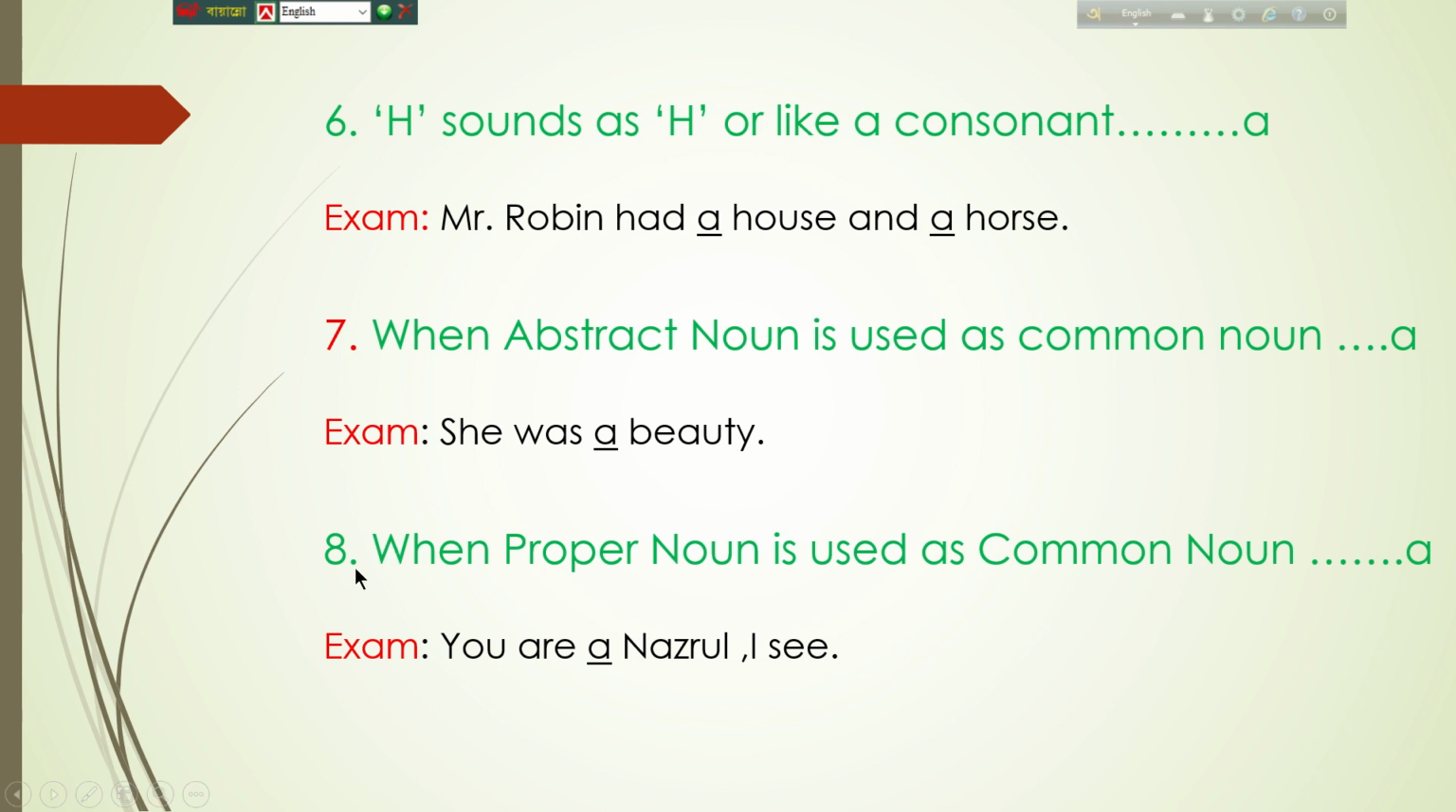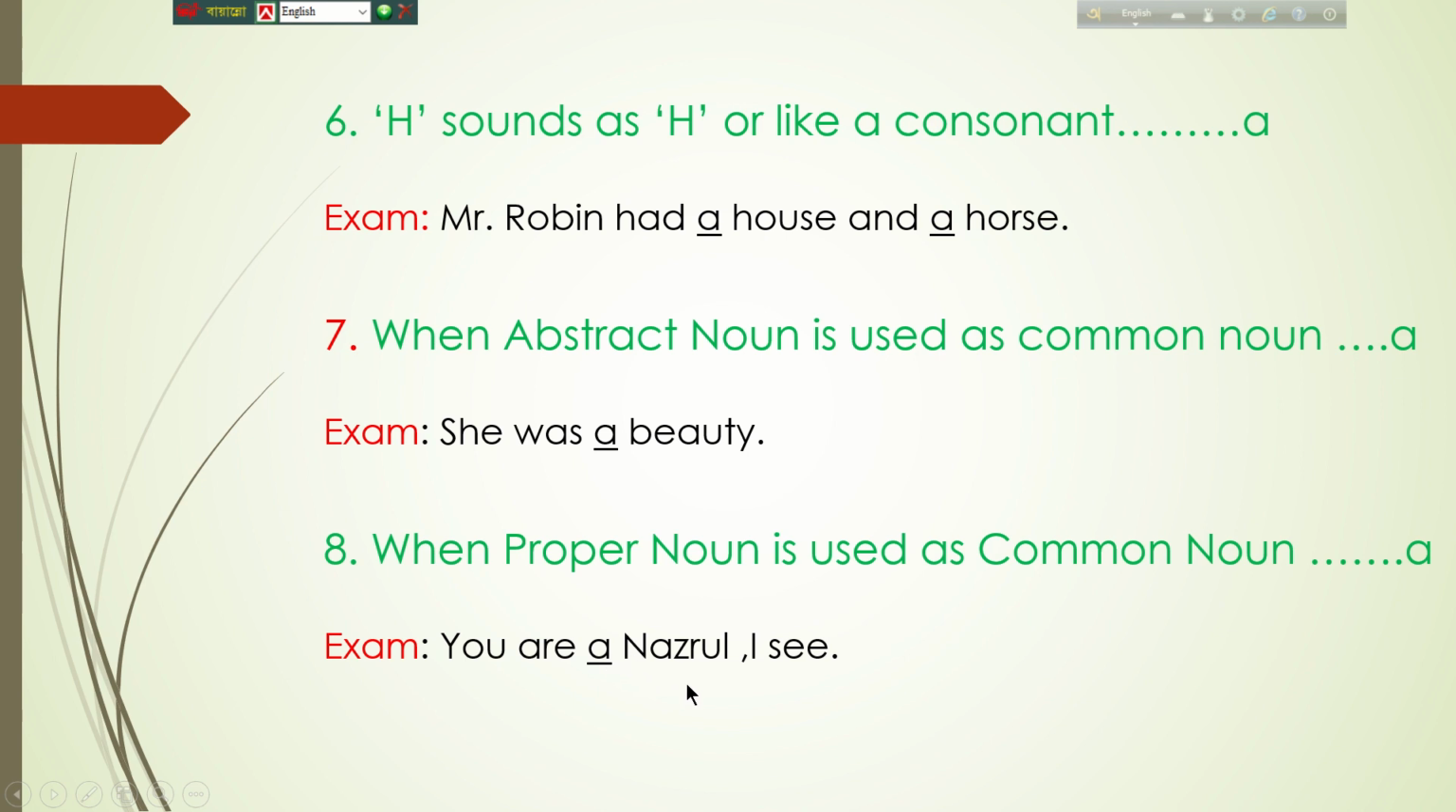Let's see the next rule. When a proper noun is used as a common noun, then you have to use a. Let's see the example. You are a Nazrul, I see. You know, Nazrul is the name of a famous poet. For that reason, it's a proper noun. But here, the proper noun is used as a common noun. For that reason, we have to use a here. I think you are clear.